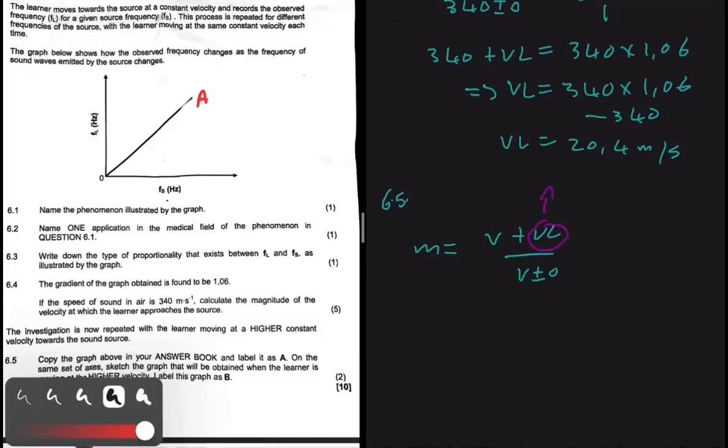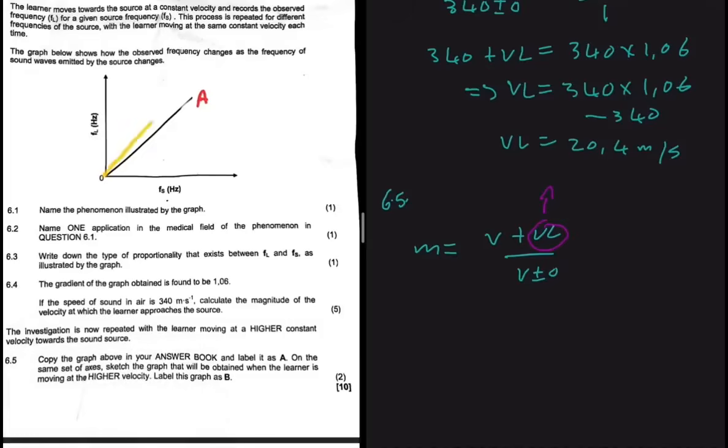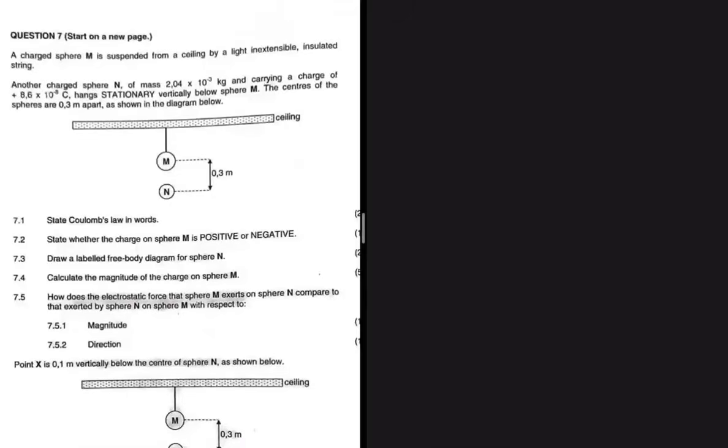So we're going to have our graph here. The gradient is just a bit steeper, just steeper than A, and then we label it B. So let's see what the fuss is about.